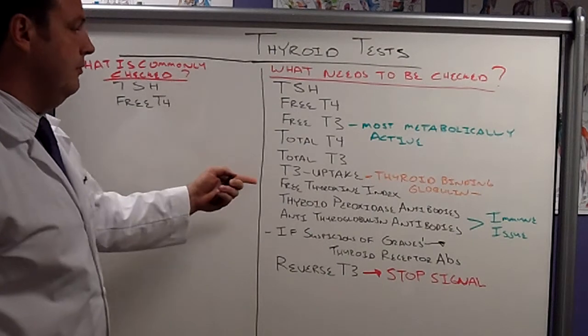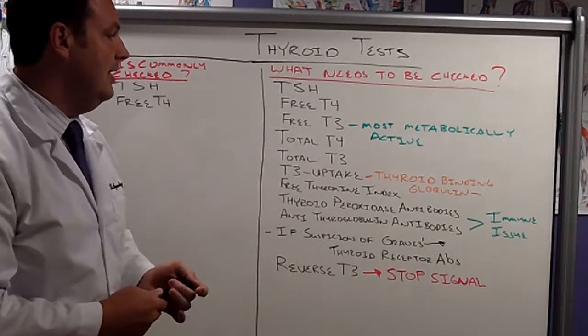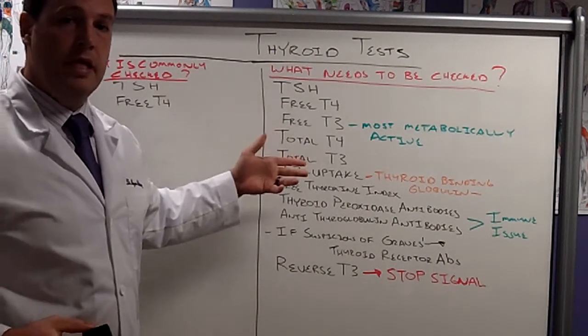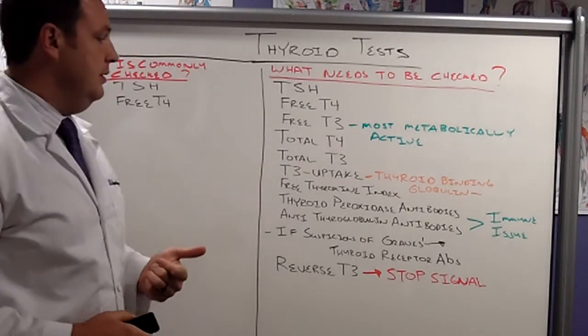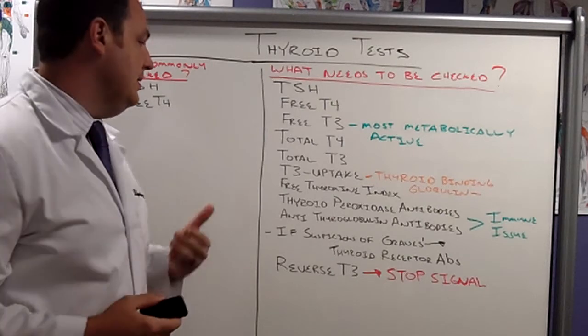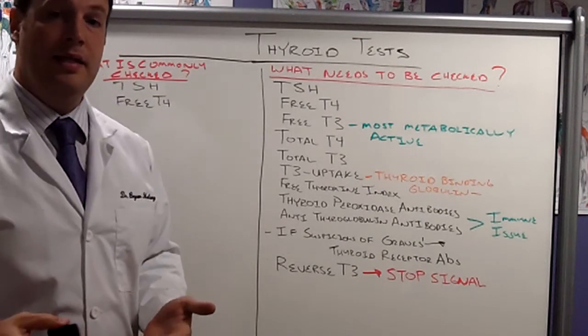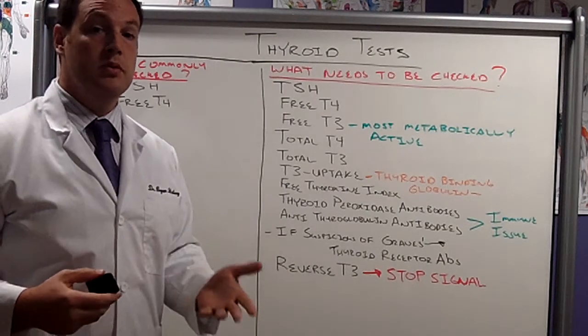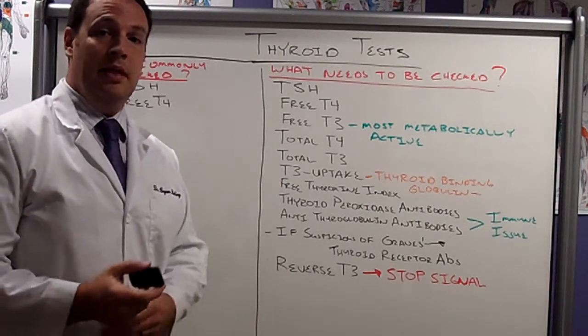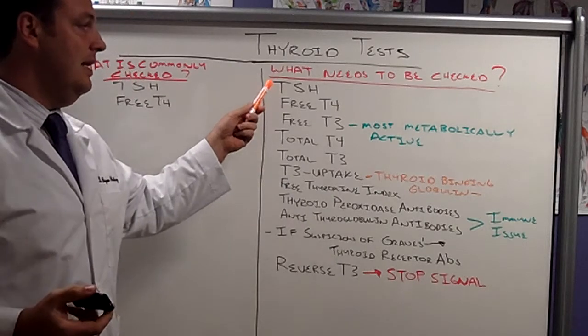We also need to check for free thyroxine index. This gives us an indication of how much free thyroid hormone there is. Most times, thyroid peroxidase antibodies and antithyroid globulin antibodies aren't checked because this isn't going to change medical treatment, which is most likely thyroid hormone replacement, especially if you have high TSH.